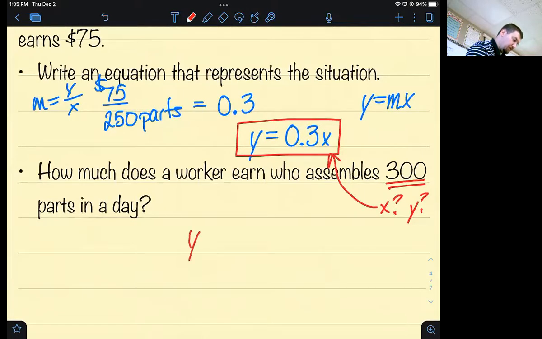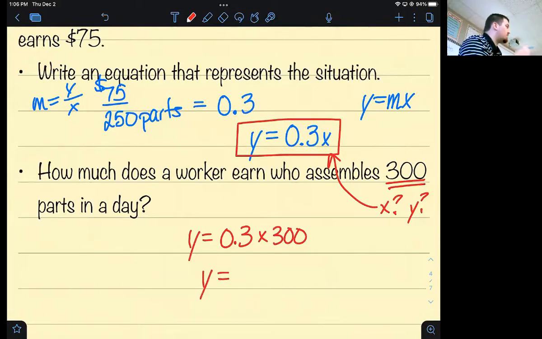So y equals 0.3 times 300. What do you get, Sky? 90. Okay. And what did y stand for? What was the y variable? I think you circled it at the top of your problem. Oh, in dollars. In dollars. Perfect. So I'm going to label it with the dollar sign. Yep.